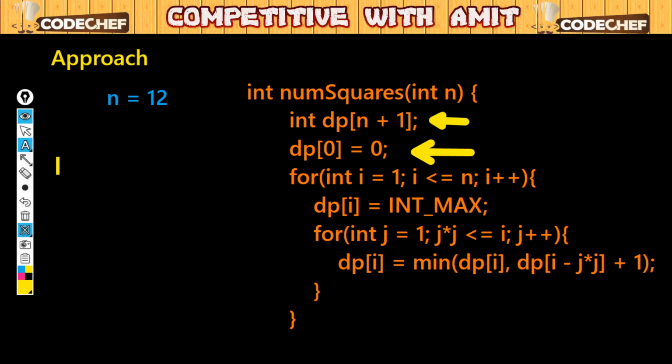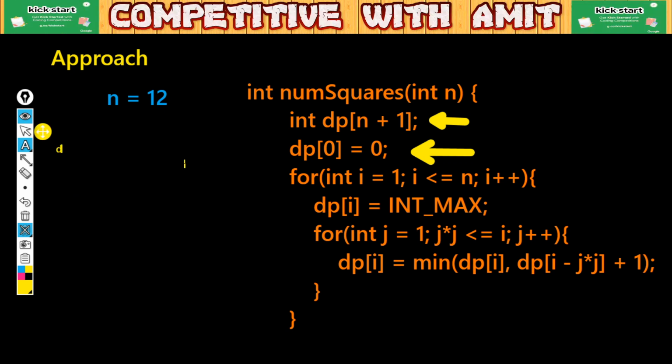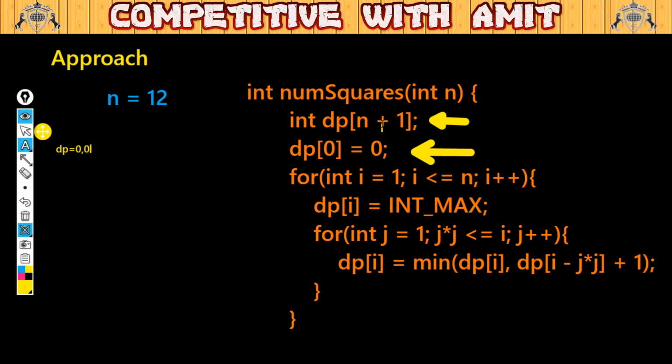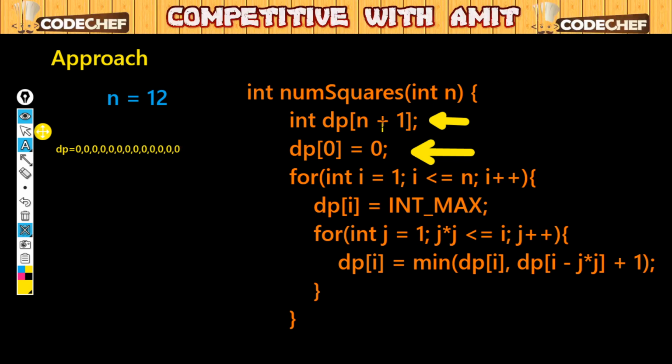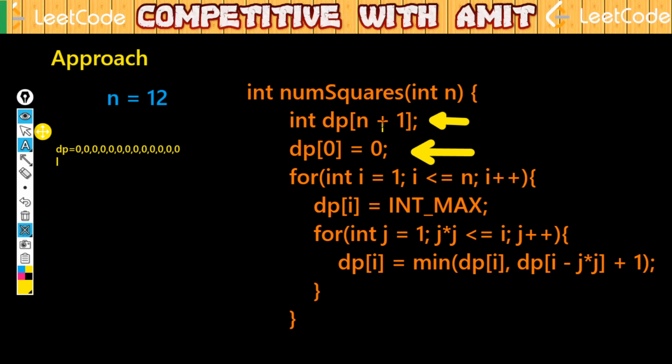So first of all, what have I initialized? I have initialized n. First of all, I have initialized dp with 13 zeros. Now after that, the dp 0 index is 0. Initially it would be some garbage value, but I am taking it as 0.